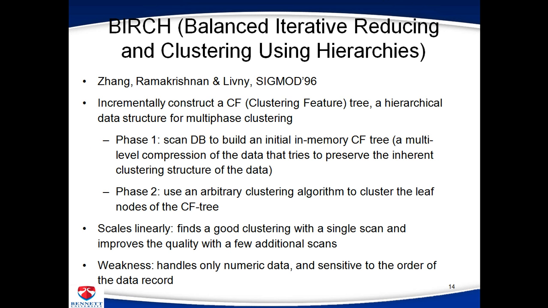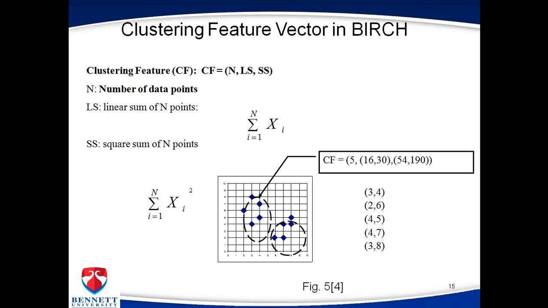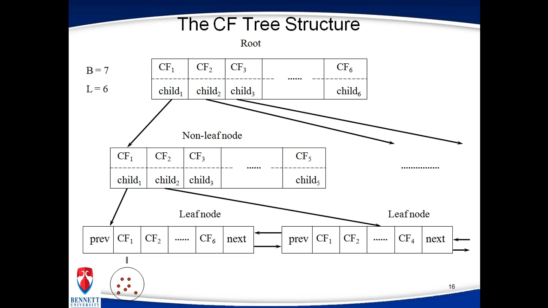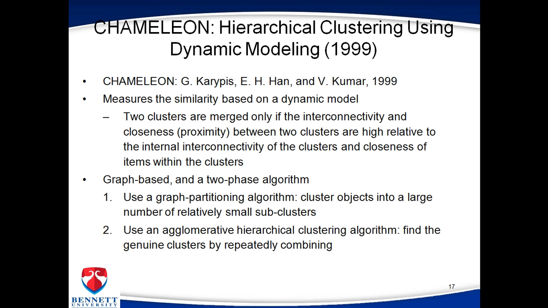So in phase 1, we scan the DB to build an in-memory CF tree, then use an arbitrary clustering algorithm to cluster the leaf nodes of the CF tree. So that is the BIRCH algorithm: how we start, then the next process makes a clustering feature, and then the clustering features are made into a tree as a representation of the data.